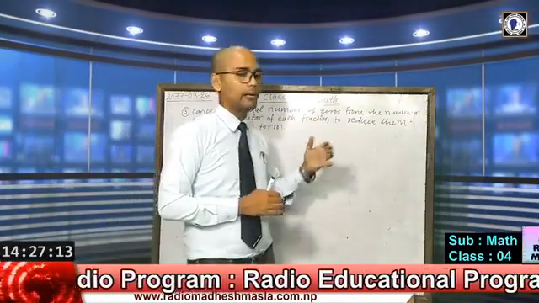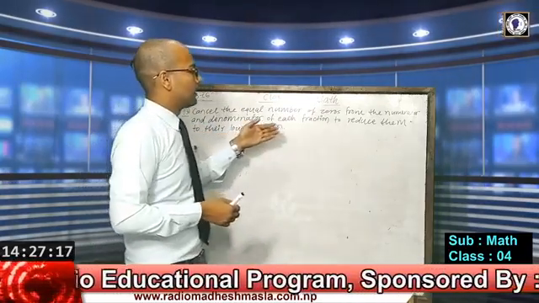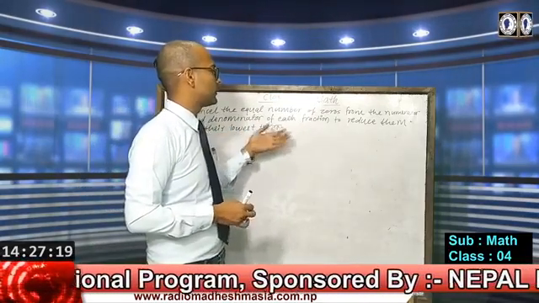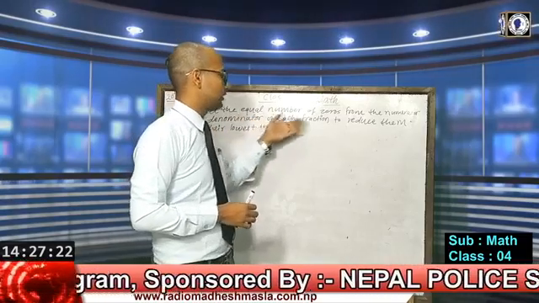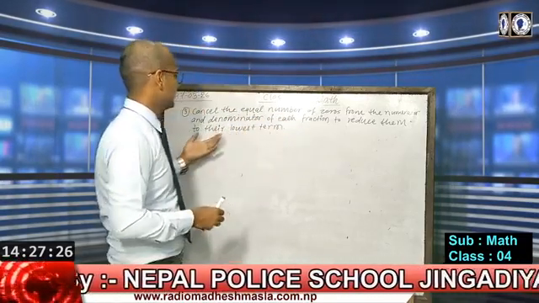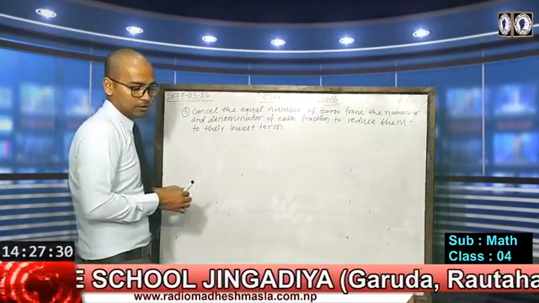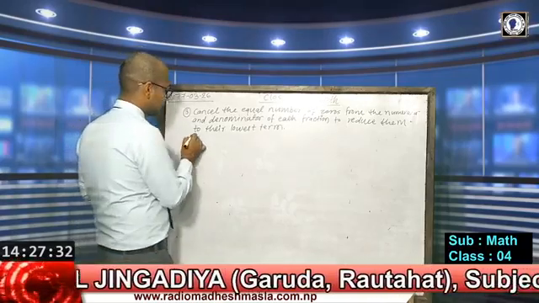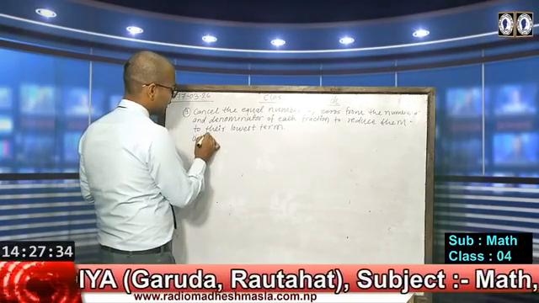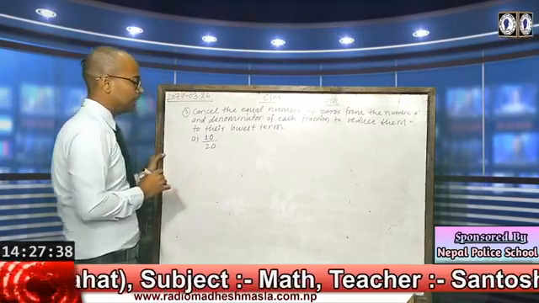Cancel the equal number of zeros from the numerator and denominator of the given fractions, of each fraction, to reduce them to their lowest term. So suppose our question will be like this. Suppose our question is 10 by 20. Yes, 10 by 20.